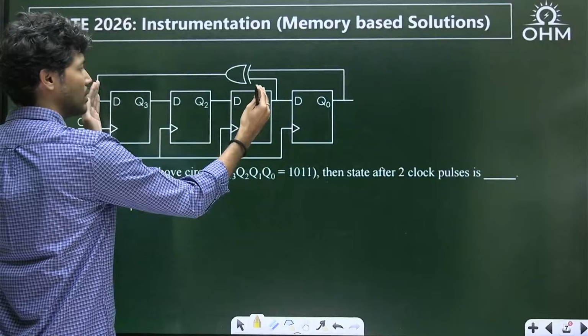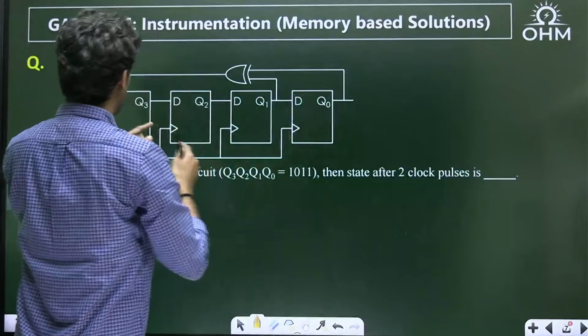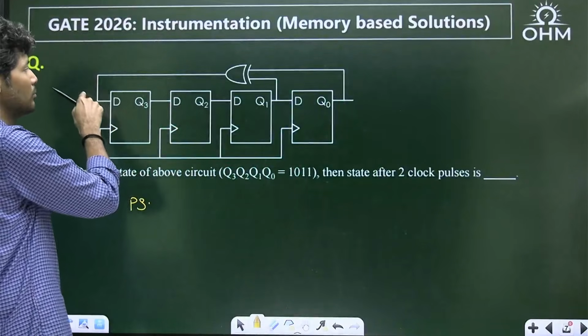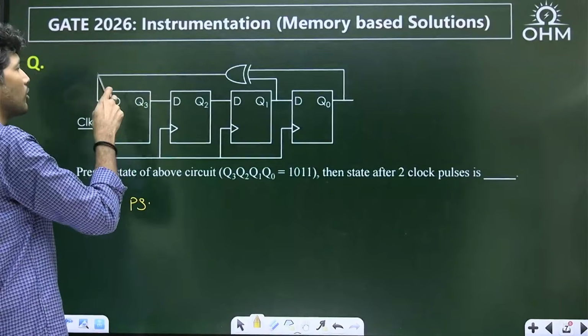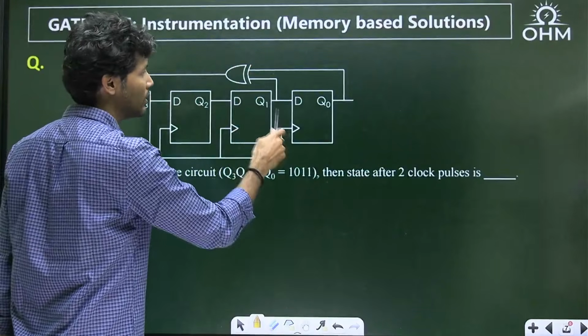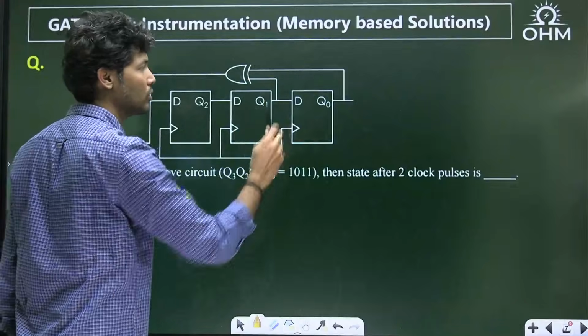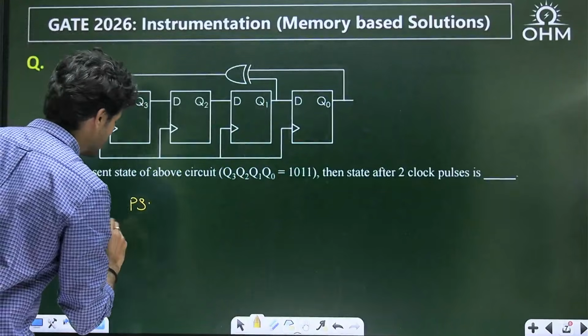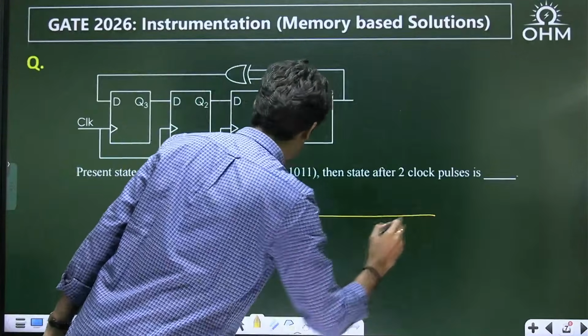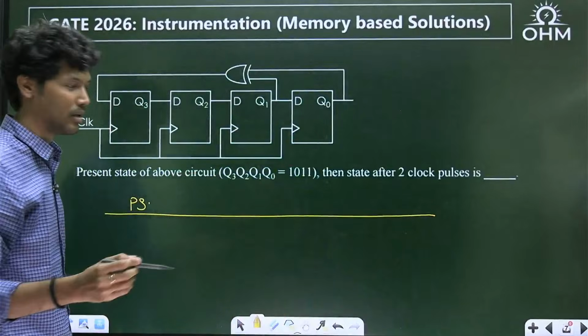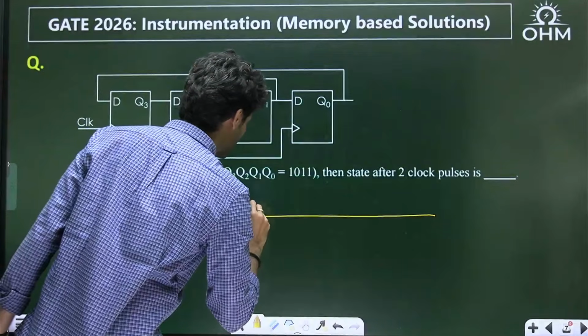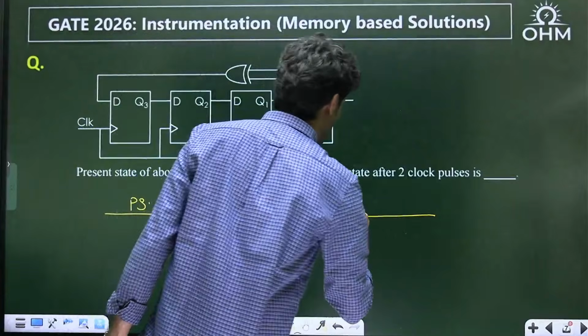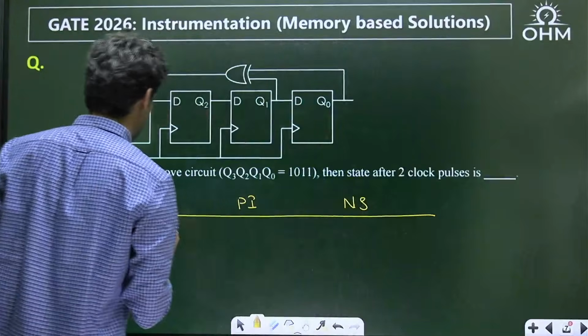So whatever bits we have, the first 3 bits are shifted towards right side. Please note, the first 3 bits are shifted towards right side. And what is the input to the last bit? The input to the leftmost flip-flop is the XOR of the last 2 bits, which is Q1, Q0. So, we'll construct the table. We don't even have to construct the table if you know the logic, but nevertheless, we'll do it. Present state, then present input, and then after giving a clock, next state.